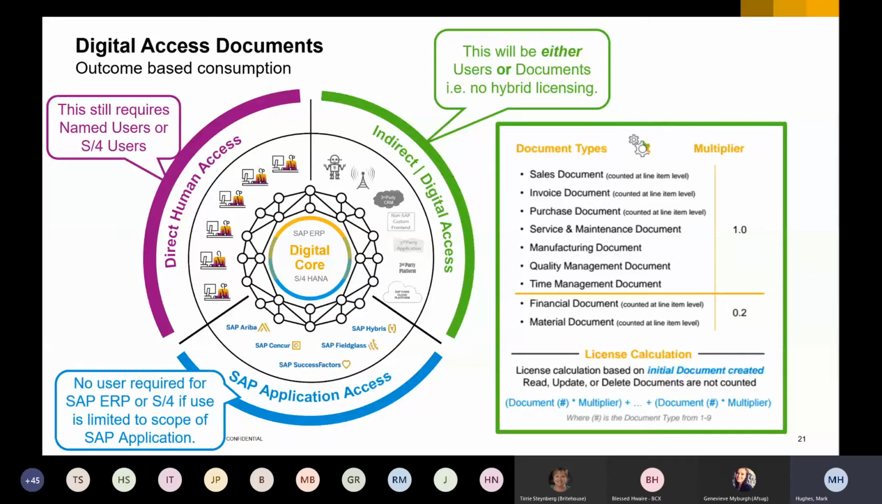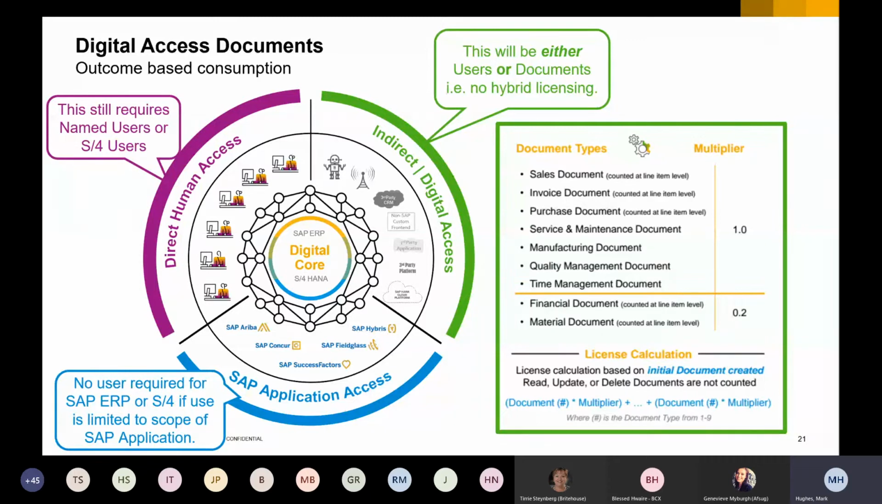At the bottom, you can see how the count is calculated, and specifically in blue there in bold, the calculation is based on the initial document created. So if we walk that through for a second, if an external user comes in from a non-SAP application indirectly, or if it's coming from a device like an IoT device or a bot, if they create one of these document types, that gets counted. But any subsequent access of that same object does not get counted and does not need any license type whatsoever.